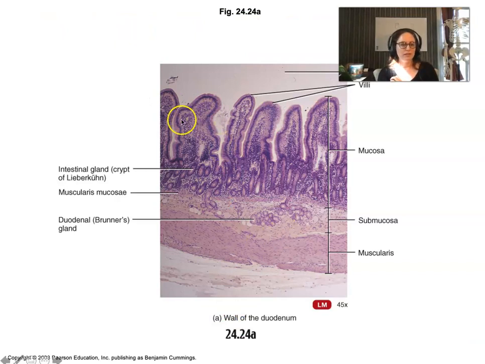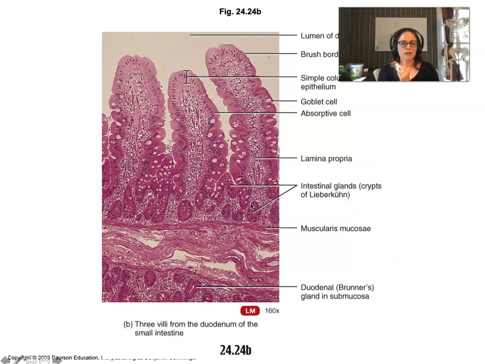Here's the wall of the duodenum, again with the actual villi themselves. So remember, we had the stomach histology with gastric pits and gastric glands. We have crypts down here, but we don't have our chief and parietal cells like we did in the stomach. So we still have some interesting glands down here. Let's see, what else do I want to show you? I can show you goblet cells again. So those are, maybe I haven't shown you goblet cells before.